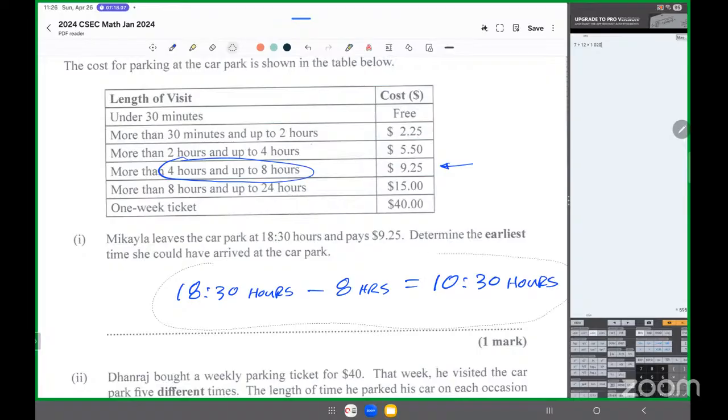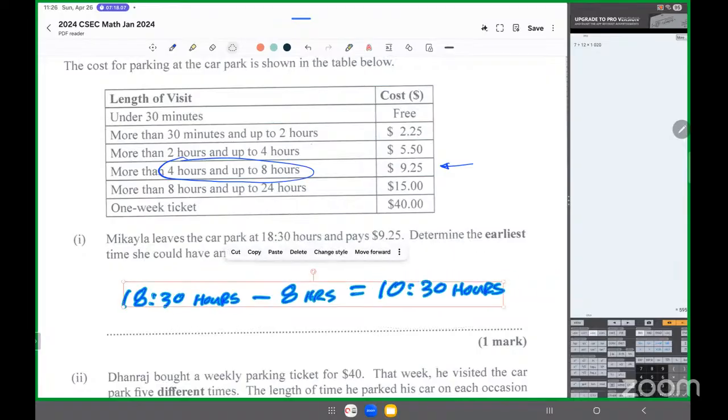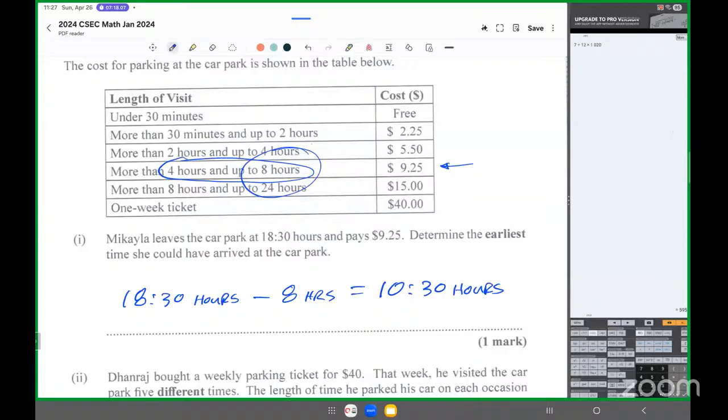10:30 hours is the answer. But understand that? Because she paid $9.25, it means that the maximum time she could have spent there is 8 hours. So the earliest time she could have reached, if she left at 18:30, you have to subtract the 8 hours from the 18:30 hours. All right? 18:30 hours is 6:30 in the evening. So she could have got here from 10:30 in the morning and spent 8 hours. That is the answer right here.